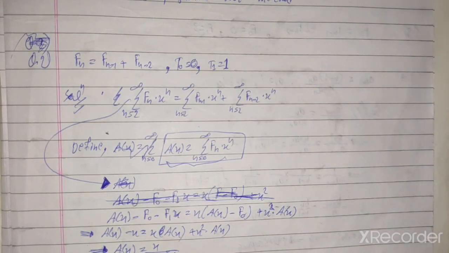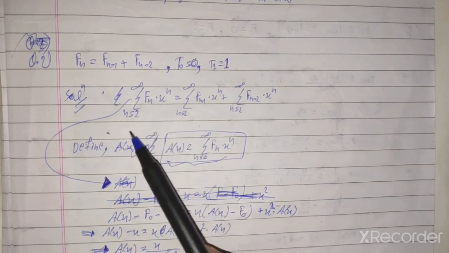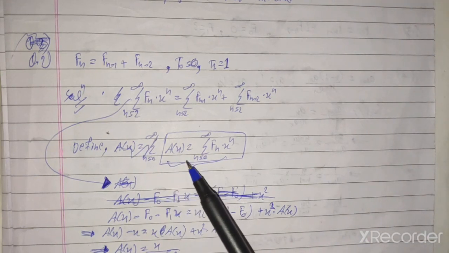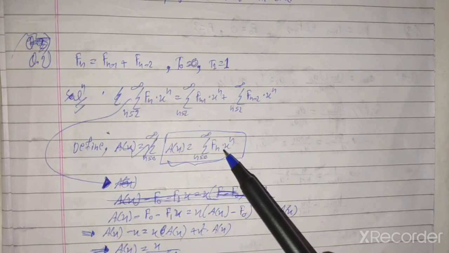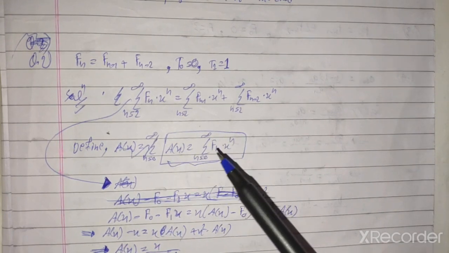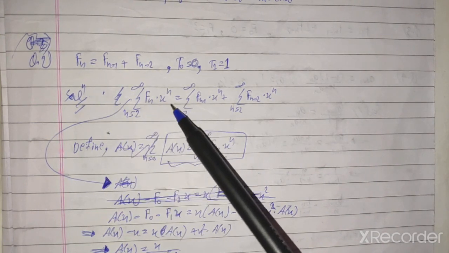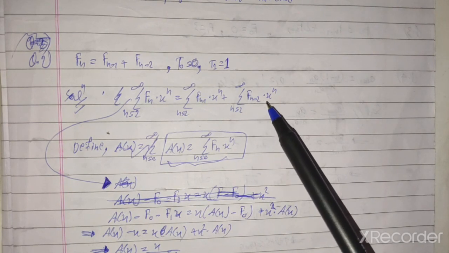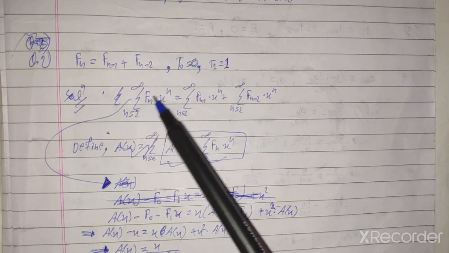Now obviously we will define a generating function. We will define a generating function A(x) to be sigma, for this relation, n equal to 0 to infinity f_n x^n. So you can multiply both sides with x^n, you will get f_n x^n is equal to f_(n-1) x^n plus f_(n-2) x^n. Take sigma on both sides.